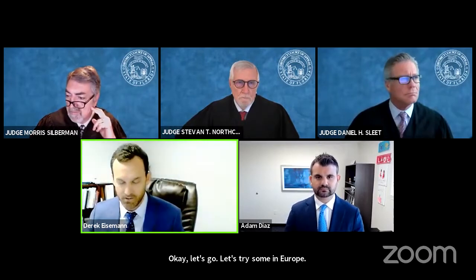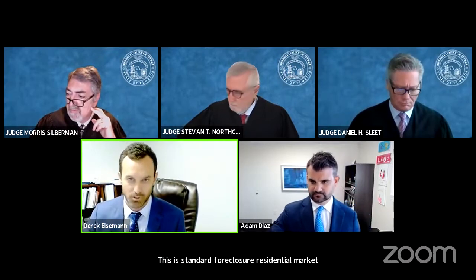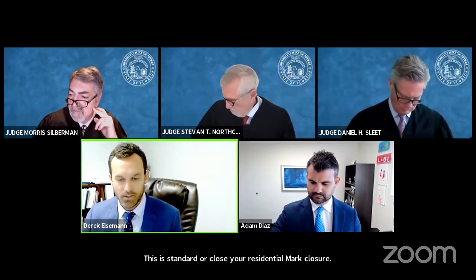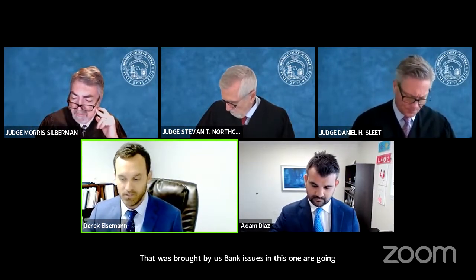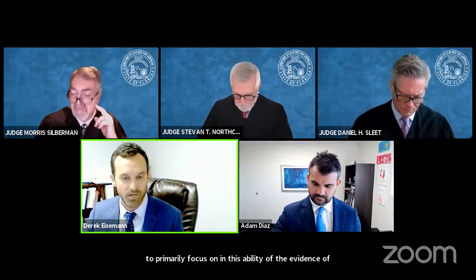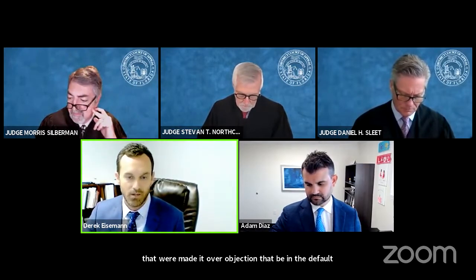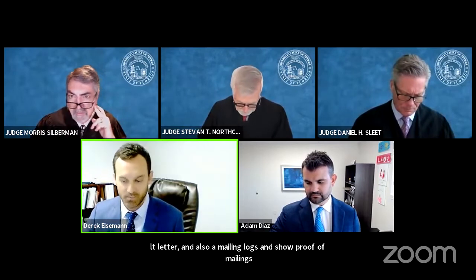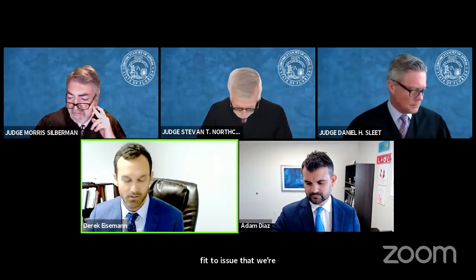I represent the appellants in this matter. This is a standard residential foreclosure that was brought by U.S. Bank. The issues in this one are going to primarily focus on the admissibility of the evidence that was admitted over objection, that being the default letter and also a mailing log to show proof of mailing. This is a paragraph 22 issue that we're raising on this appeal.